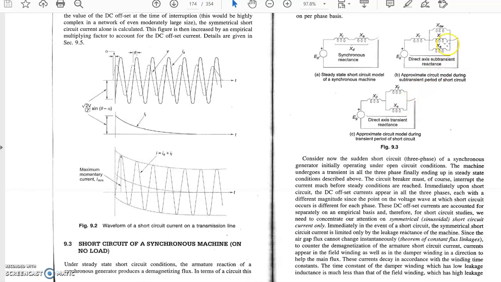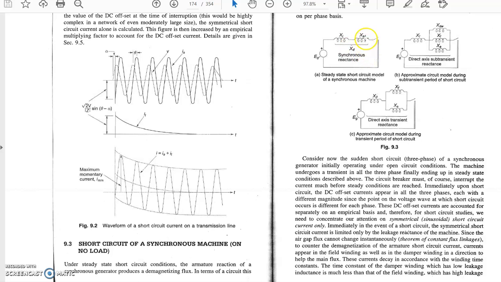This condition is called the subtransient condition, and this condition is known as the transient condition. After some time, the field winding current will also decay and the machine reaches the steady state condition, which is XL plus XA. So we can understand the sudden short circuit of a synchronous machine in three parts.